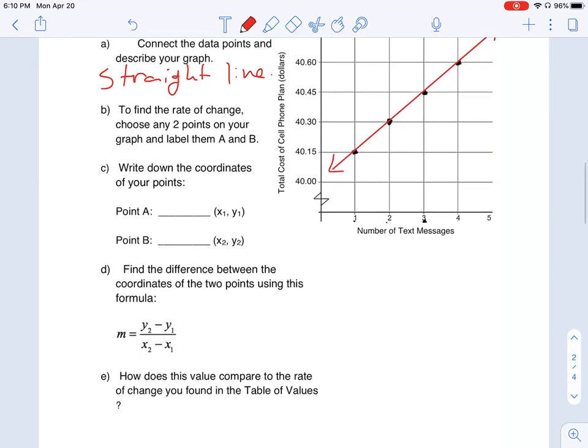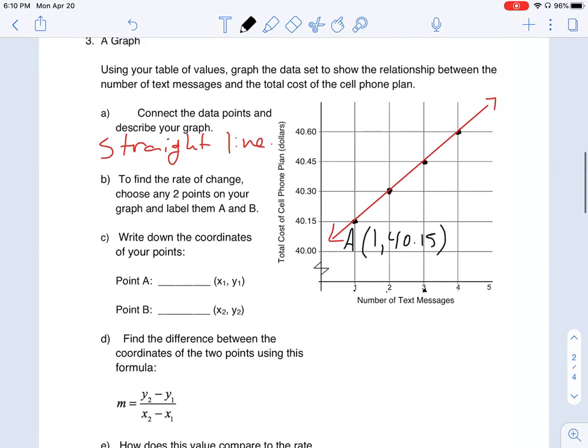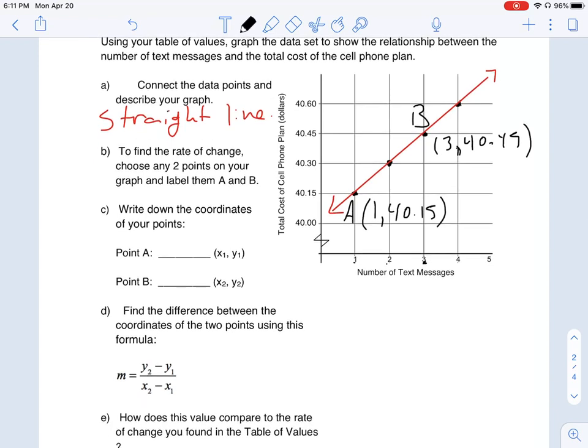To find the rate of change, choose any 2 points on your graph and label them A and B. My first point, I'm going to label as my A point. What's my x coordinate? 1. What's my y coordinate? 40.15. Then I'm going to label this point here as B. My x value is 3 and my y value is 40.45. When I write down the coordinates of my points, point A, I'm going to mark a little point A here in yellow.